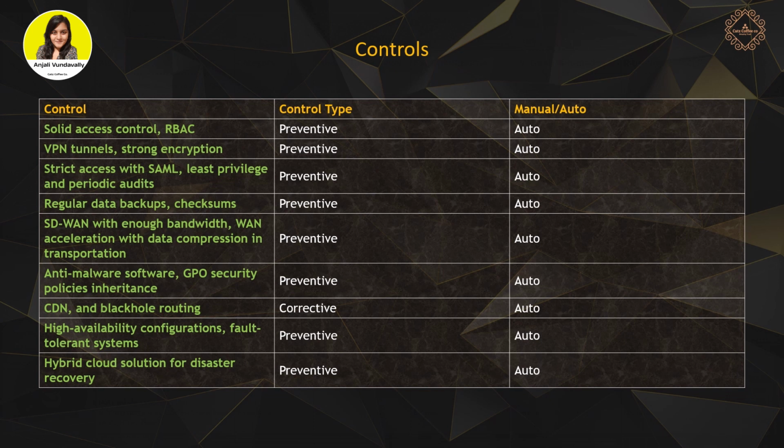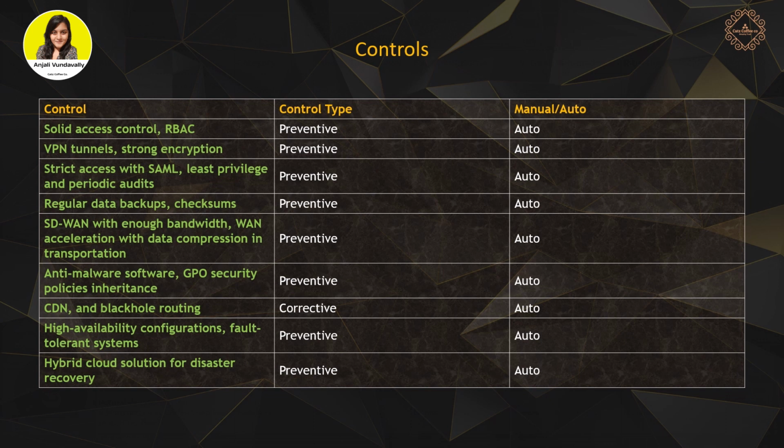Moving on to the next, regular data backups and checksums can prevent corruption of data in the master data warehouse. SD-WAN with good enough bandwidth may prevent the risk of synchronization or problematic connections between central and remote databases. Anti-malware software and GPO security policy inheritance can prevent malware compromising PCI DSS transaction integrity.